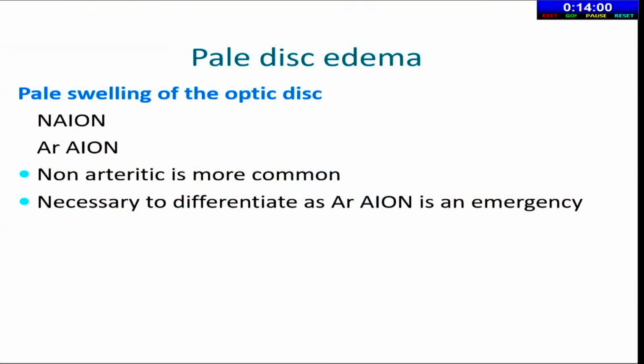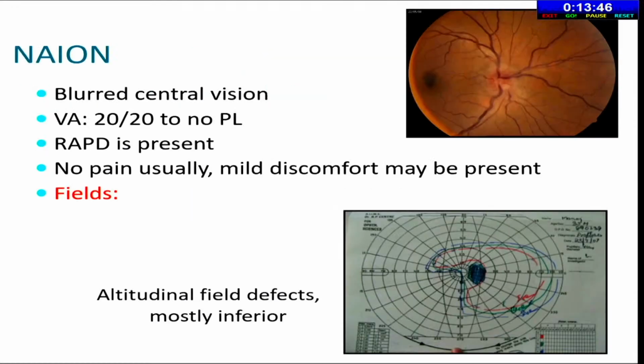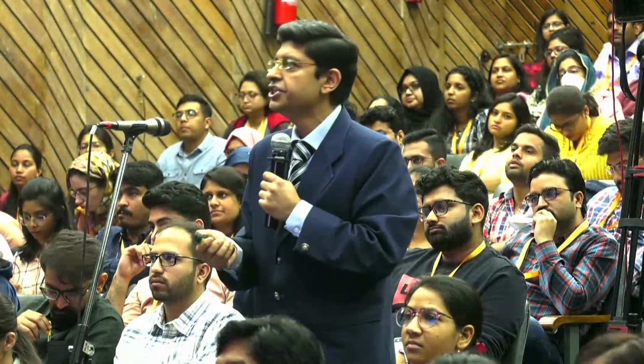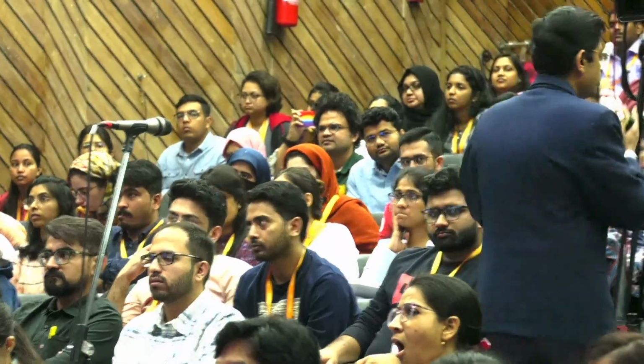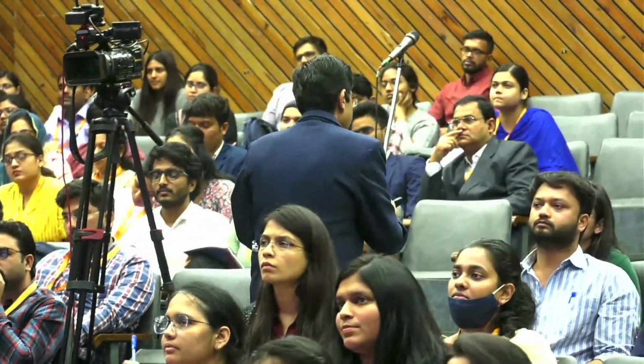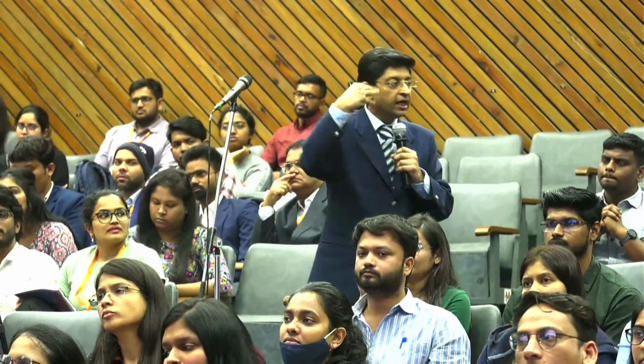Pale disc edema: NAION and arteritic AION. NAION is the most common ischemic neuropathy presenting to us. However, it is very, very important to differentiate an arteritic from a non-arteritic at the time of presentation. That is the key presentation difference, because your investigations and management are going to change accordingly. NAION can present with essentially an altitudinal field defect, and that's very common because the blood supply is to the superior and inferior part of the disc, and you have a blood flow problem or ischemia to one part of the disc that causes damage in that part, and the other area is normal. So you may just have a small altitudinal field defect.